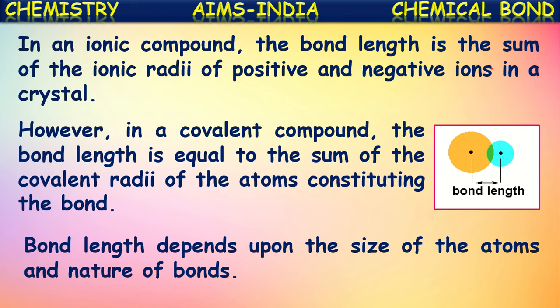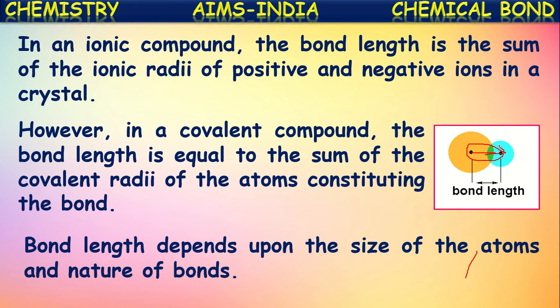Suppose this is a covalent compound and here the covalent bond is formed between these two atoms. Now the bond length can be expressed as the sum of the covalent radii of these two atoms. The sum of these two covalent radii is considered as the bond length in that molecule. The bond length depends upon the size of the atoms and the nature of the bond also. If the atom's size is bigger, then the distance between the two nuclei will be greater and hence the bond length will be greater. If the size of the atoms is less, the distance between the bonded atoms will be less and hence the bond length is less.